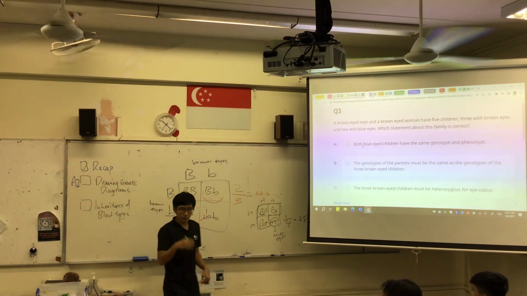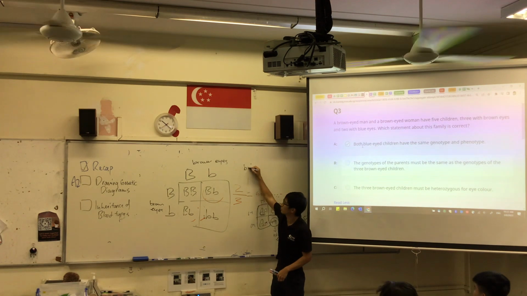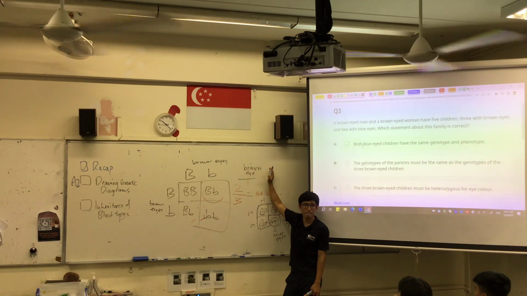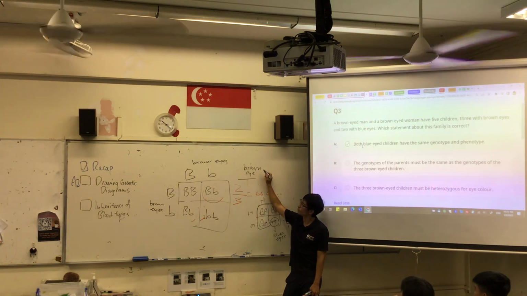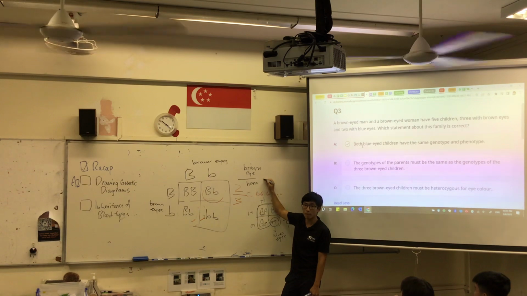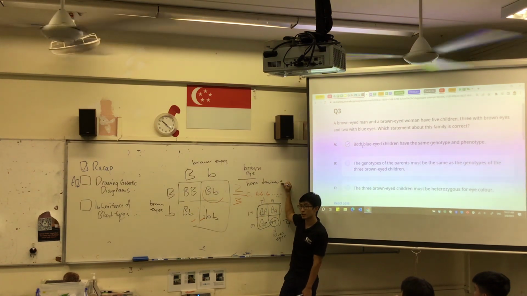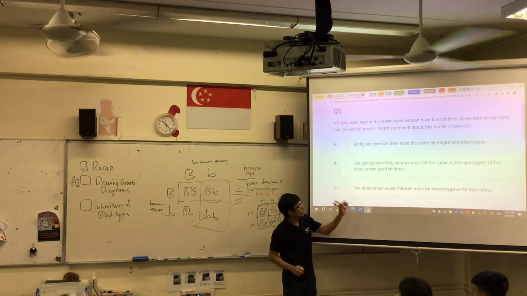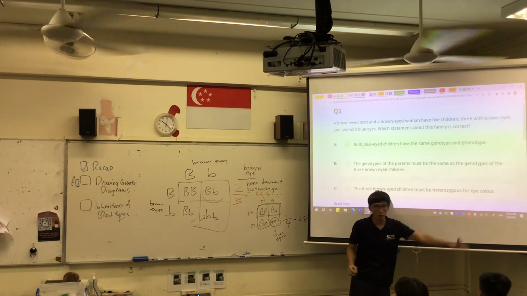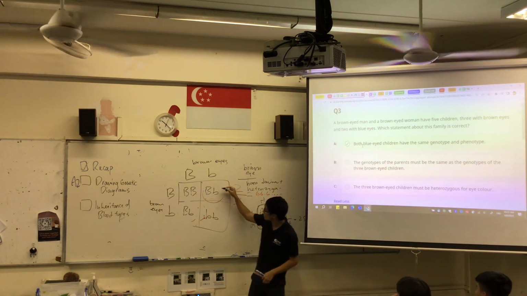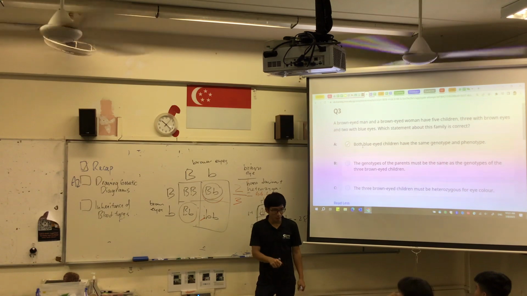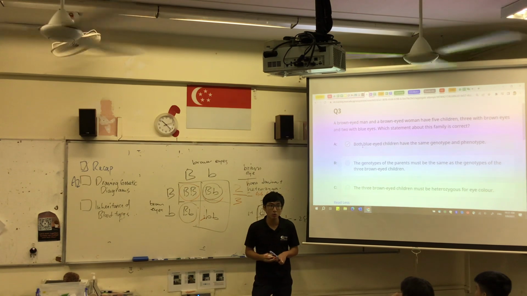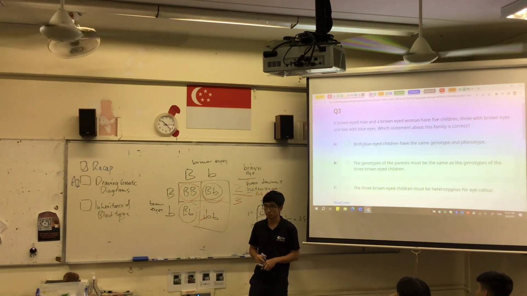So, actually, what are the possible genotypes of an individual with brown eye? What are all the possible genotypes? It could be homozygous dominant. It could also be heterozygous. So, to say that the 3 brown-eyed children must be heterozygous is a stretch, because it is possible, but not necessarily all the time. You can also have individuals that are homozygous dominant that result in brown eye. So it's not a must.